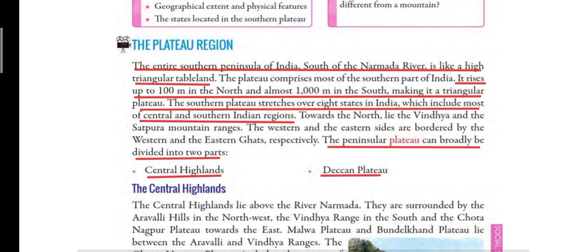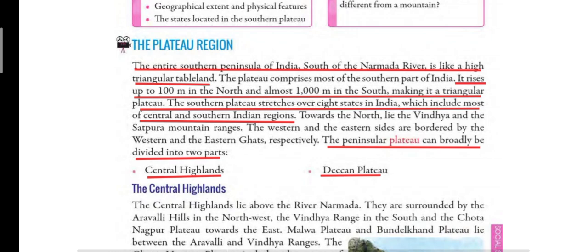But in the south, the height of the plateau can reach up to thousands of meter, and therefore it looks like a triangular shape. Now, the Southern Plateau covers 8 states of India.